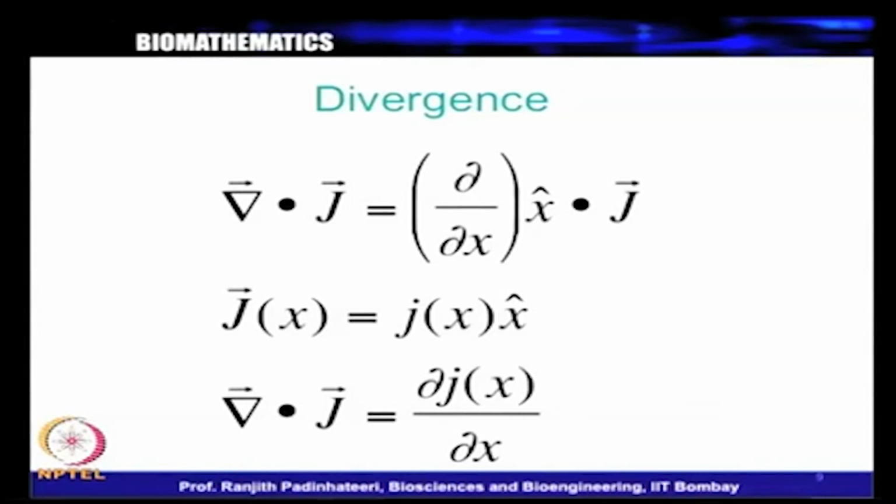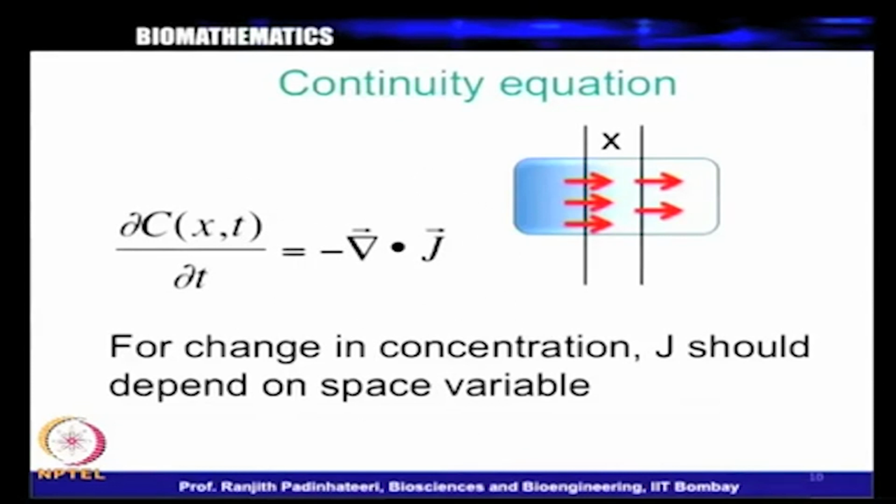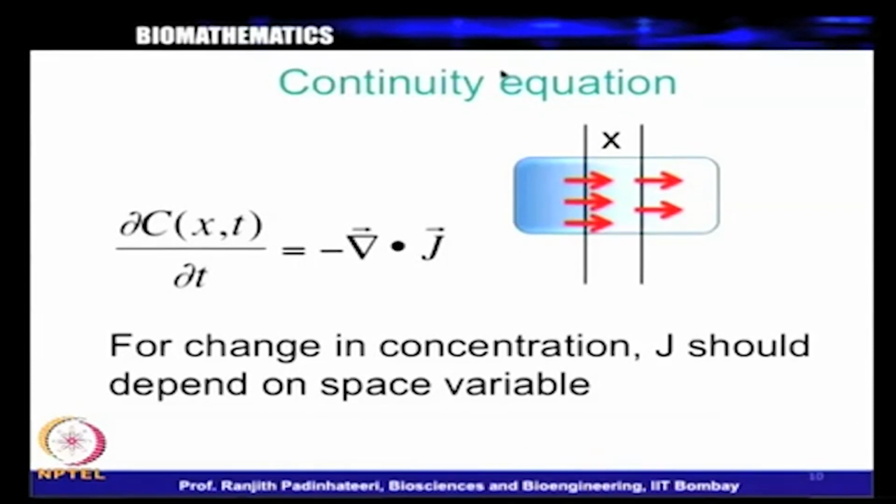Now, we saw that there has to be a change in flow, and this is for concentration to change. So, if we write this properly, what you essentially get is something called a continuity equation, that is del C by del T is minus del dot j. Del C by del T is minus del dot j is the continuity equation.